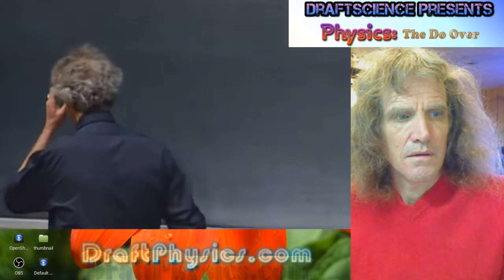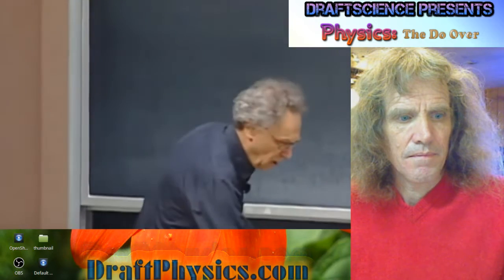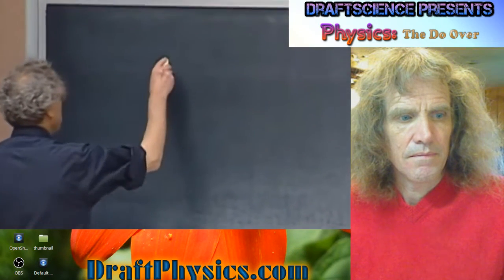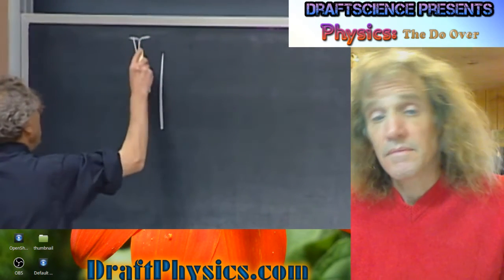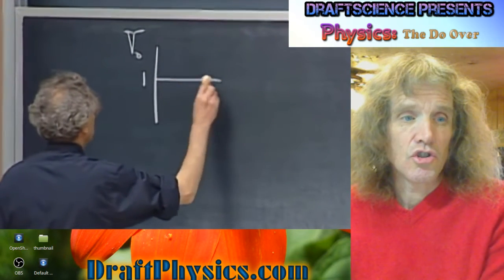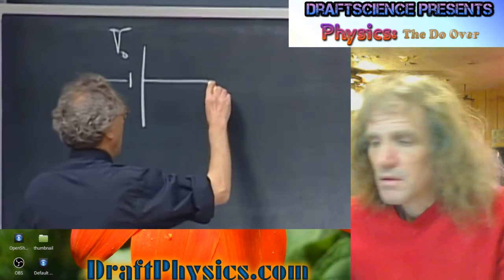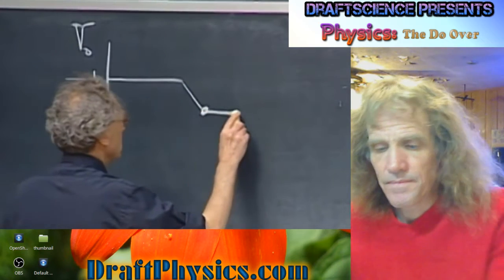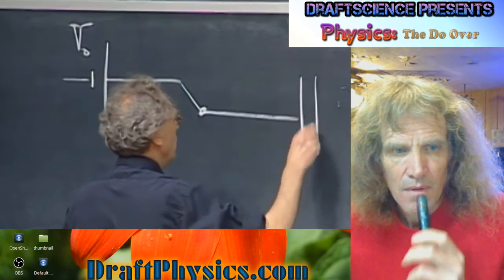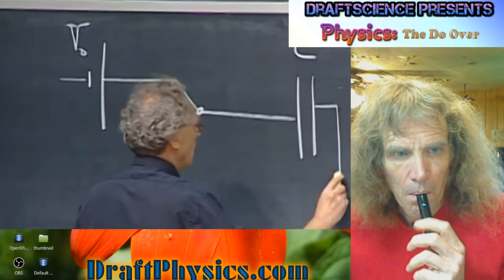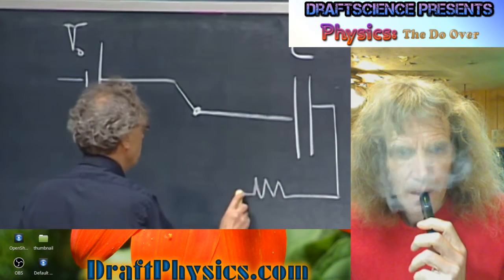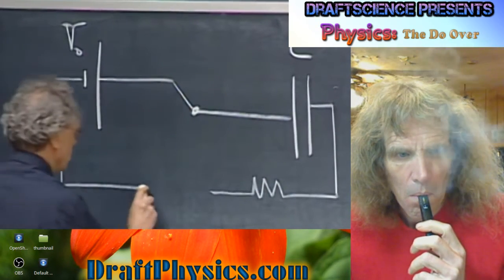Today I want to discuss with you RC circuits. We already discussed RL circuits. Now we get RC circuits. I have here a battery with an EMF V0. And I have here a switch connecting to a capacitor. And here a resistor. And I close the loop.